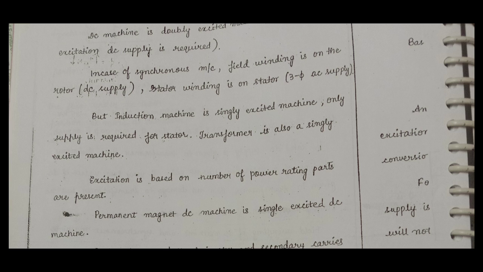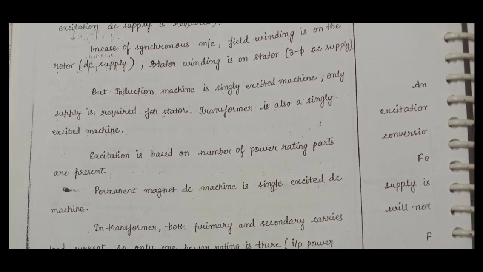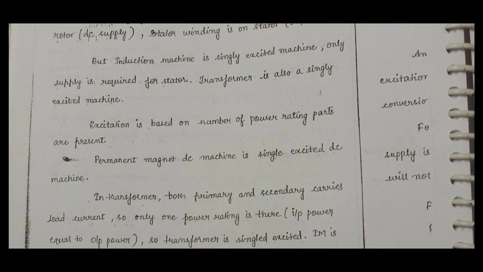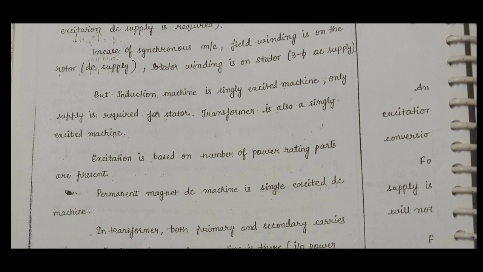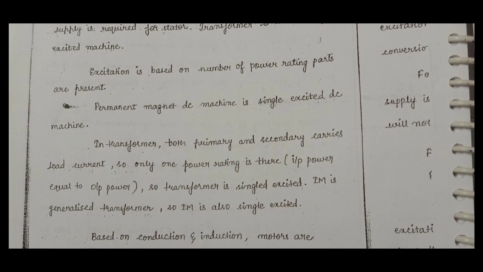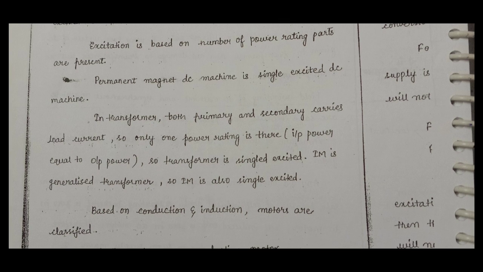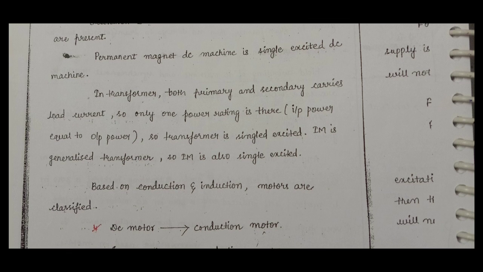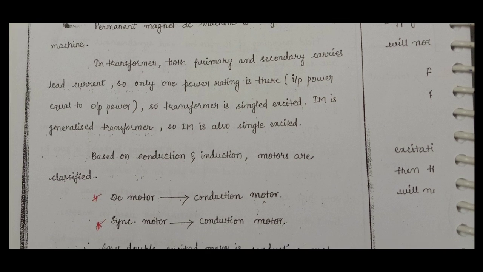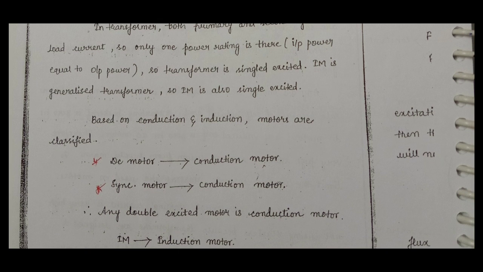But an induction machine is a single excited machine. That means the supply is given to only the stator or rotor, but not both. Only supply is required for the stator. Transformer is also a single excited machine. Excitation is based on the number of power rating ports present. Permanent magnet DC machine is a single excited DC machine. In a transformer, both the primary and secondary carry load current, so only one power rating is there.